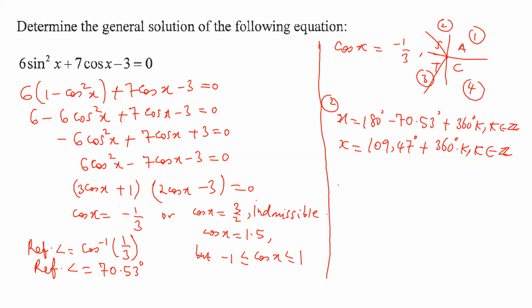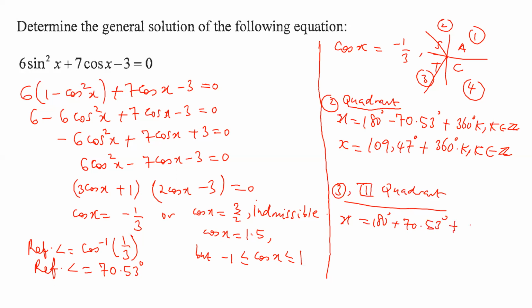Okay, we obtained a solution in the second quadrant, so we can get one in the third quadrant. Dealing with the third quadrant, we have x is the same as 180 degrees plus 70.53 degrees plus 360 degrees k, where k is in the integers. Which means x is 250.53 degrees plus 360 degrees k, where k is an element of the set of integers.